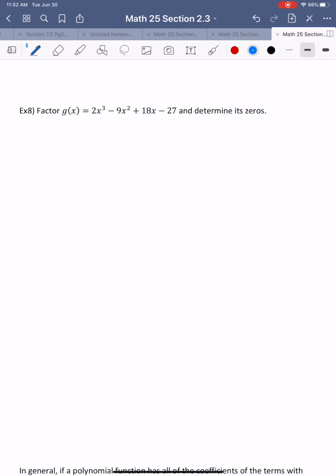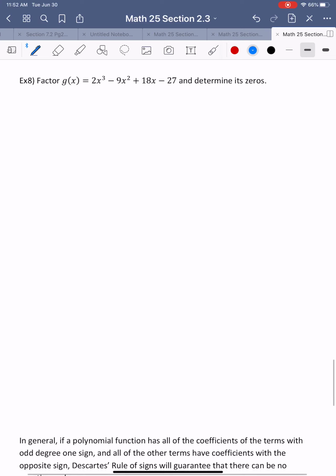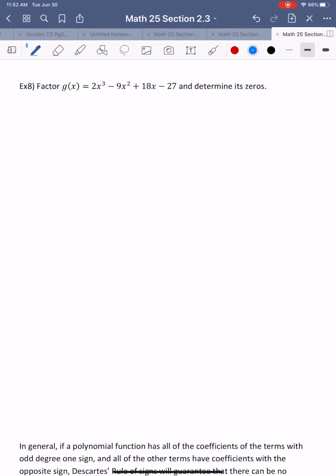So example 8, factor g of x equal to 2x cubed minus 9x squared plus 18x minus 27 and determine the zeros. So I want to find the possible rational zeros, which is going to be the plus minus factors of 27. Don't worry about negative 27. It's going to be plus minus anyway.